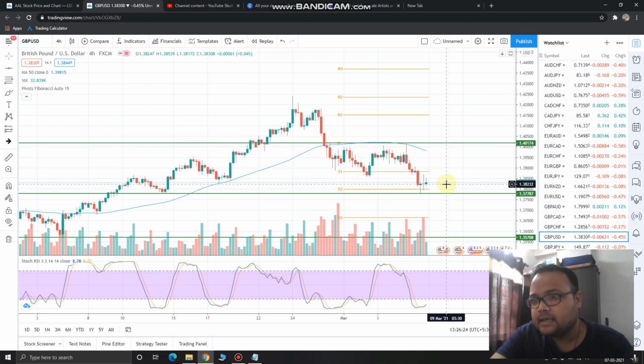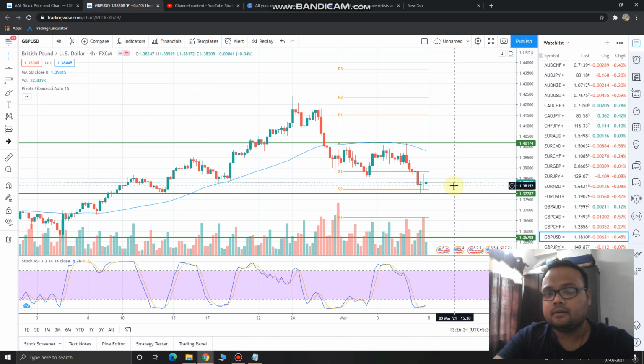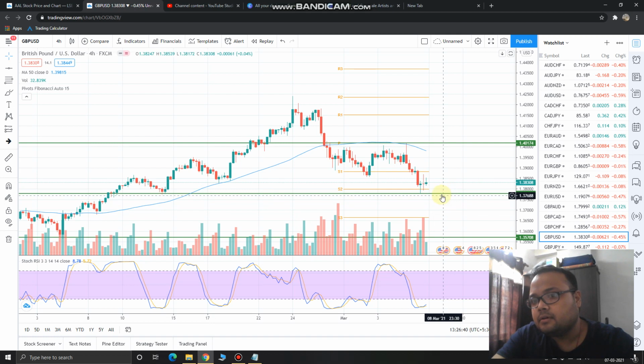In case market comes to this 1.3778 level, and if market reverses from here, then that's a good sign. And in case market crosses this level with good amount of volume, then you can look for shorting opportunities.